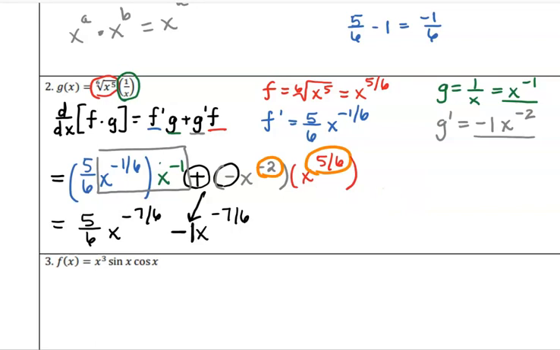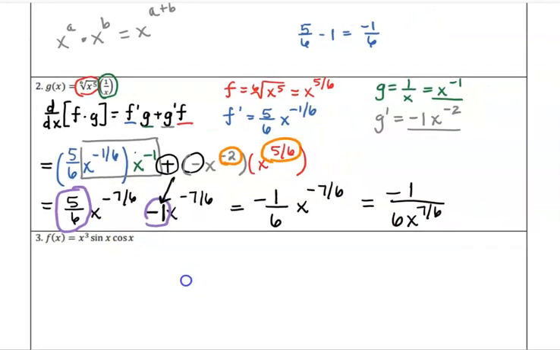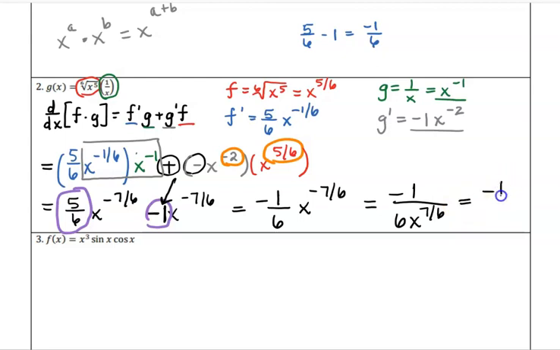5/6 minus 1 is going to give us a negative 1/6. So I got the negative 1/6 by doing 5/6 minus 1, because the x to the negative 7/6 makes them like terms. So our final answer is negative 1 over 6 times x to the positive 7/6. Or you could rewrite that as negative 1 over 6 times the 6th root of x to the 7th.